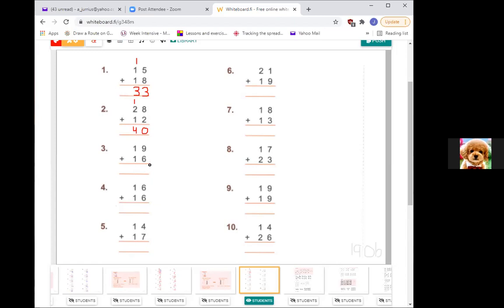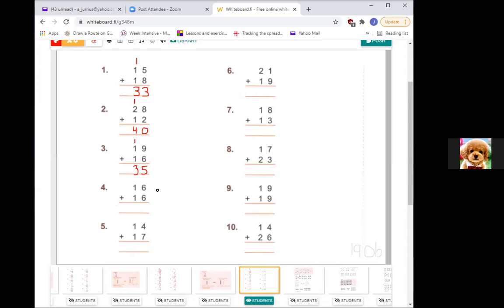Mason, number 3 please. Tell me how to do it though. It has 9 plus 6 equals 15. So what do I do? 1 plus 1 plus 1 equals 3. 35. Very nice.